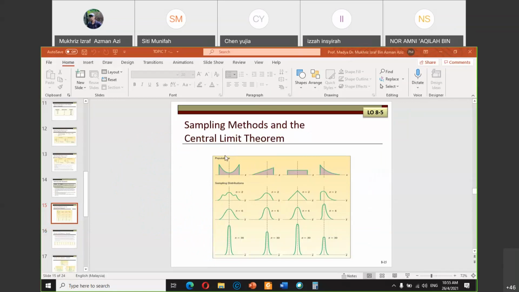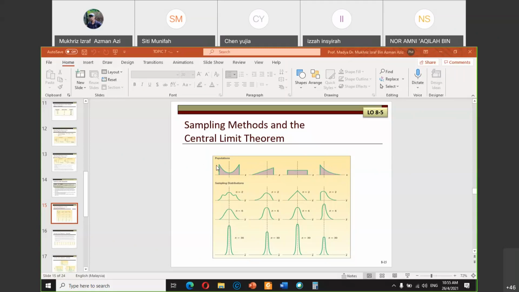So even though the population, if you plot the data from the whole population, for example from UUM students, if you plot the amount of spending of all the students, from student number 1 until the last registered active student in UUM, you might get the shape of the distribution to be something like this, meaning that it is not normal.